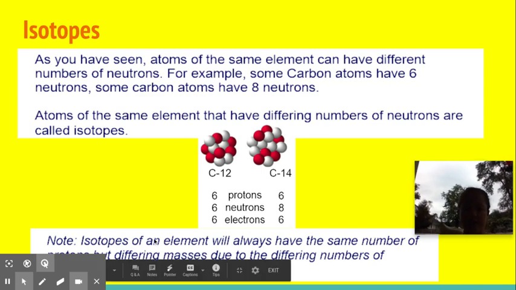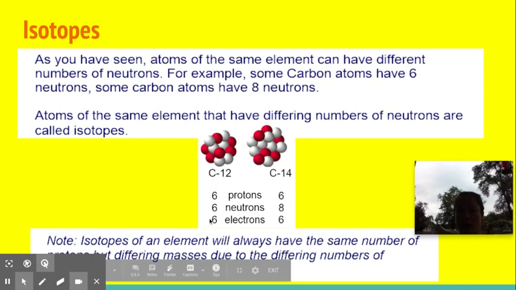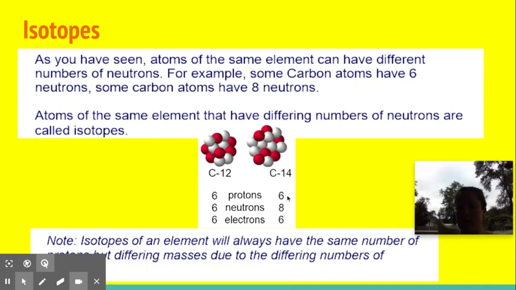So isotopes of an element will always have the same number of protons. It's hard to see this with all these pop-ups down here, but they have differing masses because they have different numbers of neutrons. Up here, you notice the same number of protons. That means we're still talking about carbon. If the protons changed, we won't be talking about carbon anymore. If this became a 7, now we're into nitrogen and not carbon anymore.